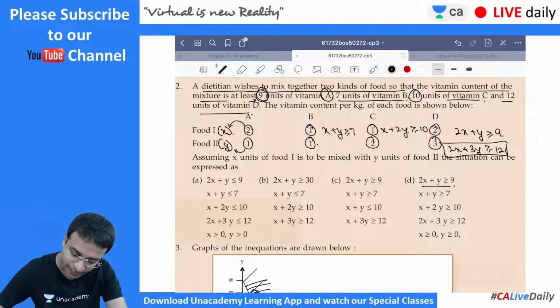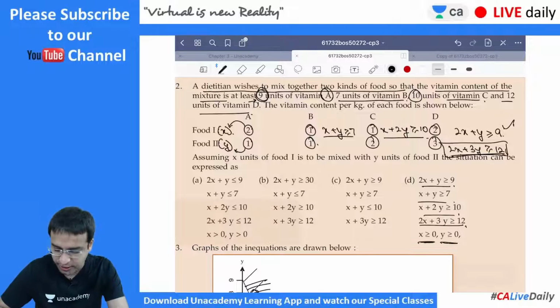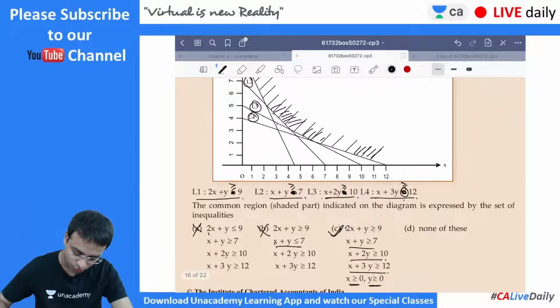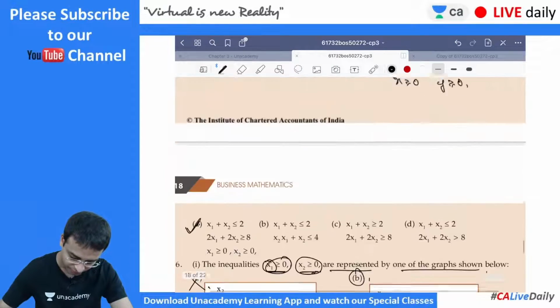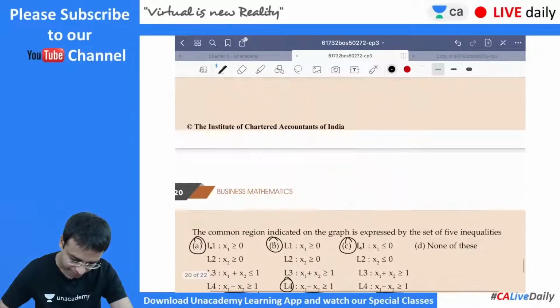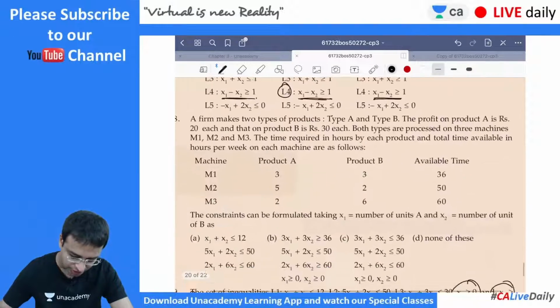Right? So 2x plus y greater than equal to 9, x plus y greater than equal to 7, x plus 2y greater than equal to 10, 2x plus 3y greater than equal to 12, and of course x is greater than equal to 0, y is greater than equal to 0. Right? We're done with question 2, 3, 4, 5, 6, 7. Okay, question number 8.